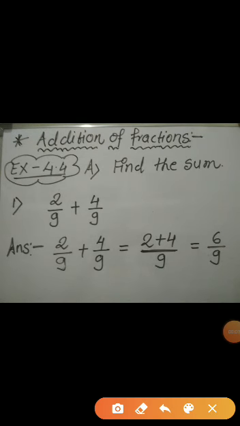Students, today we see the topic addition of fractions. Let's see some examples of addition given in the exercise 4.4. Question number A, find the sum. To find the sum, we have to add the fractions.